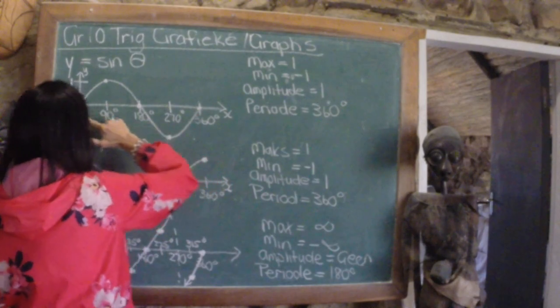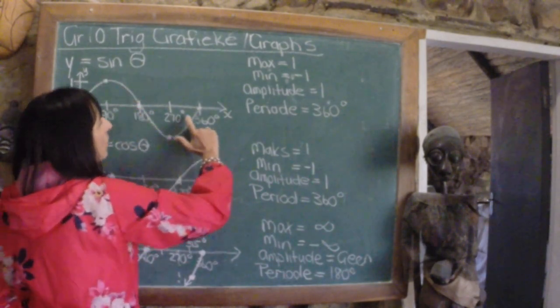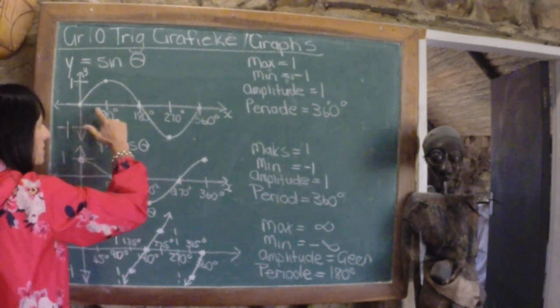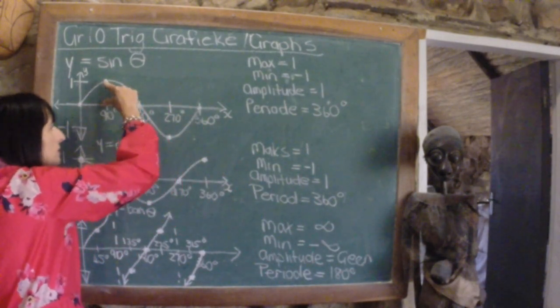The distance that the graph will move from the horizontal. This is the horizontal, it goes 1 unit.